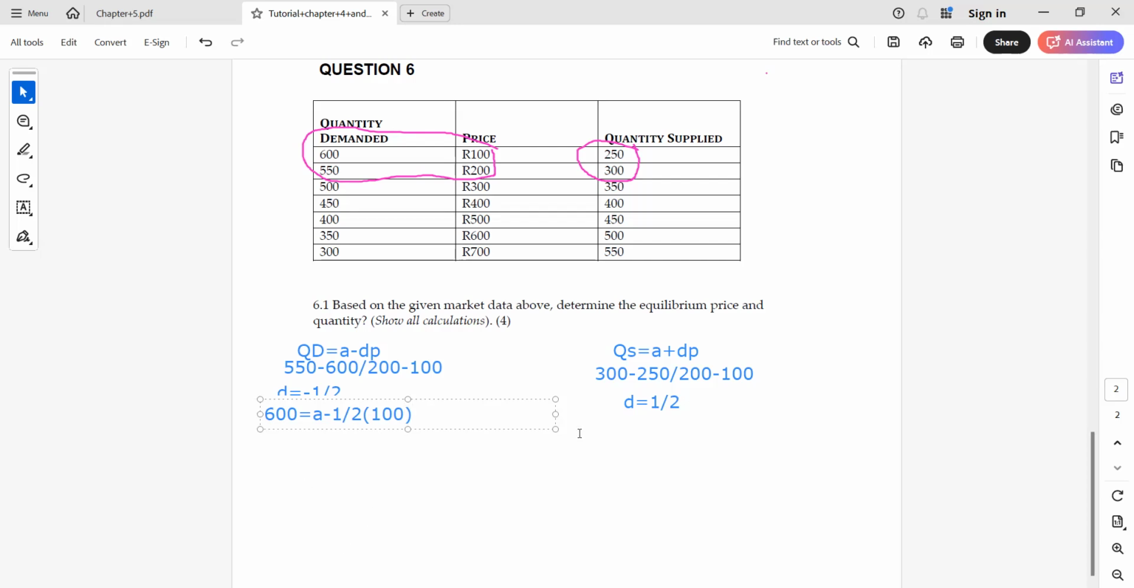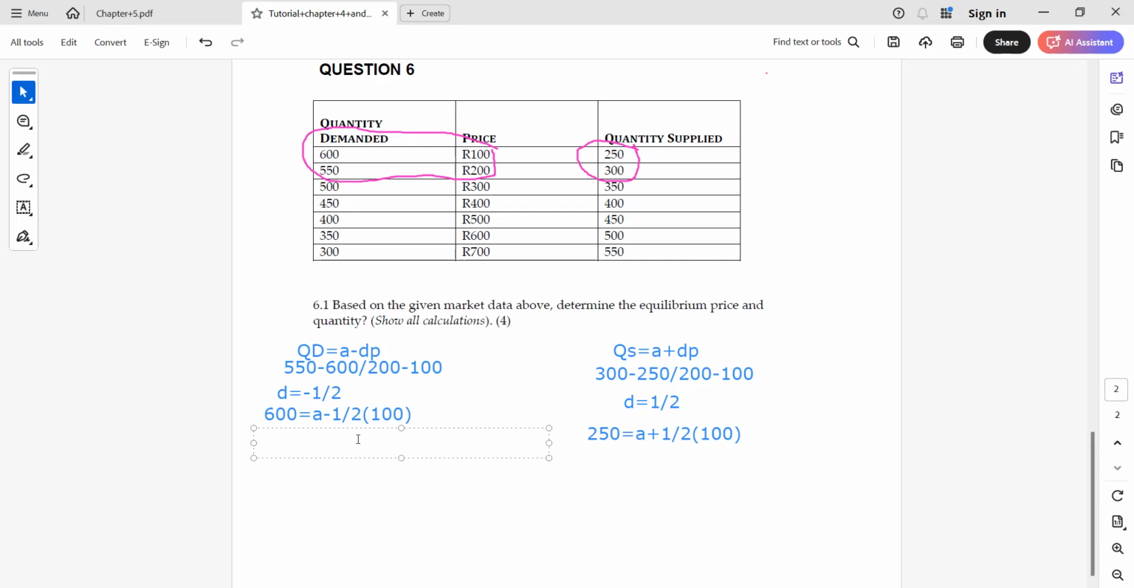Also on this side, for quantity supplied, we're going to take the first one as well, 250 equals A. A is the unknown, we want to calculate A. And then our D is 1/2, and we're just going to put the price of 100 as well on this side. If you punch this on your calculator, minus 1/2 into 100, you get negative 50.